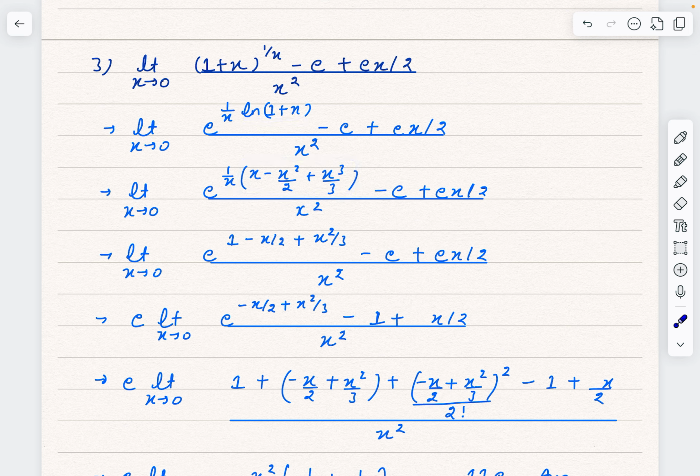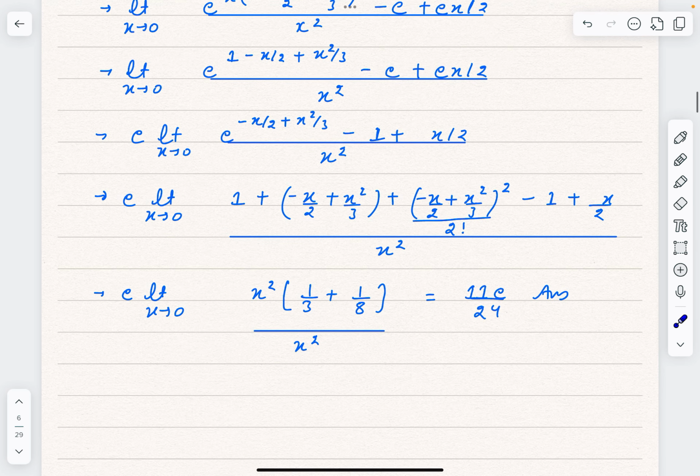Higher powers will not be required if in the denominator you have x square. In the numerator also, you expand up to x square only. So here, because of this 1 by x outside, expand up to x cube. When you expand, you get 1 minus x by 2 plus x square by 3 minus e plus ex by 2, whole divided by x square. Now you take e common from all this, get e outside. You get e power minus x by 2 plus x square by 3 minus 1 plus x by 2, by x square.